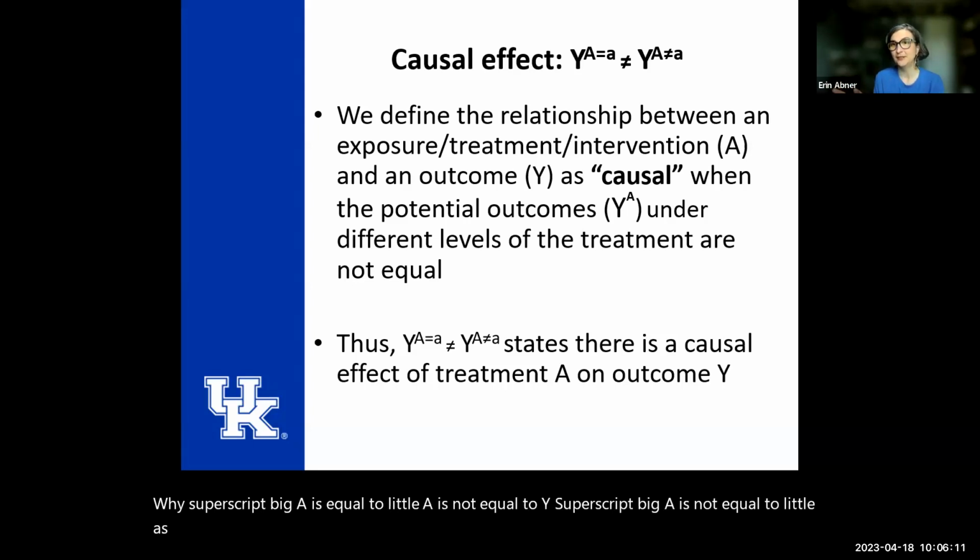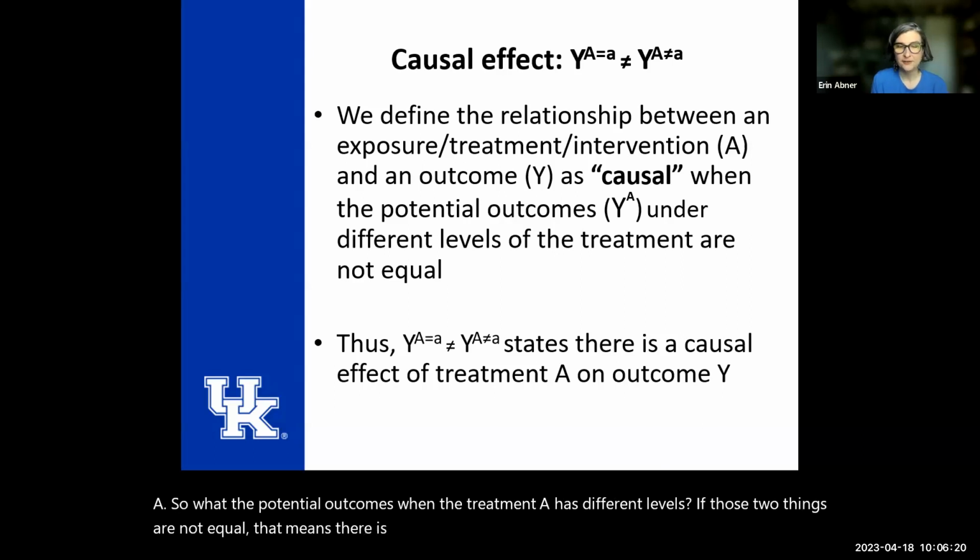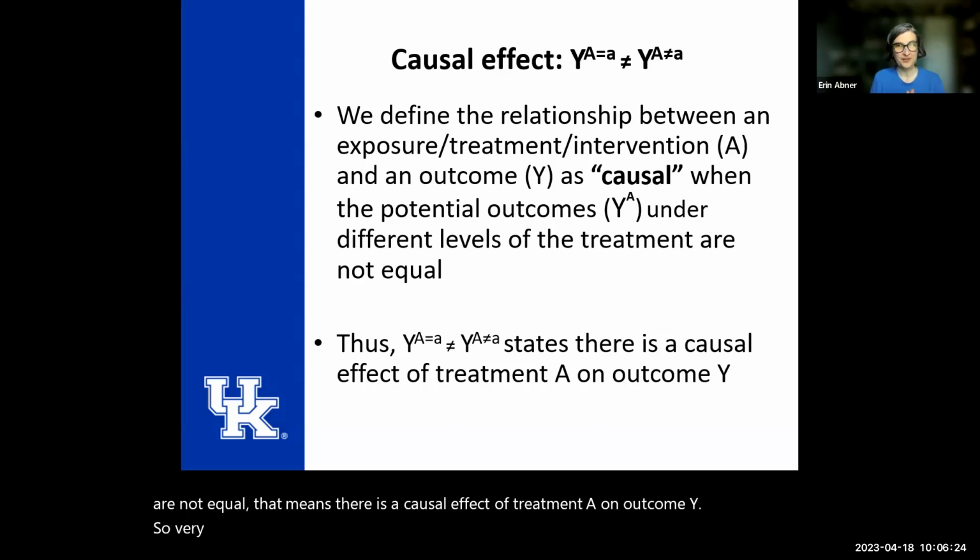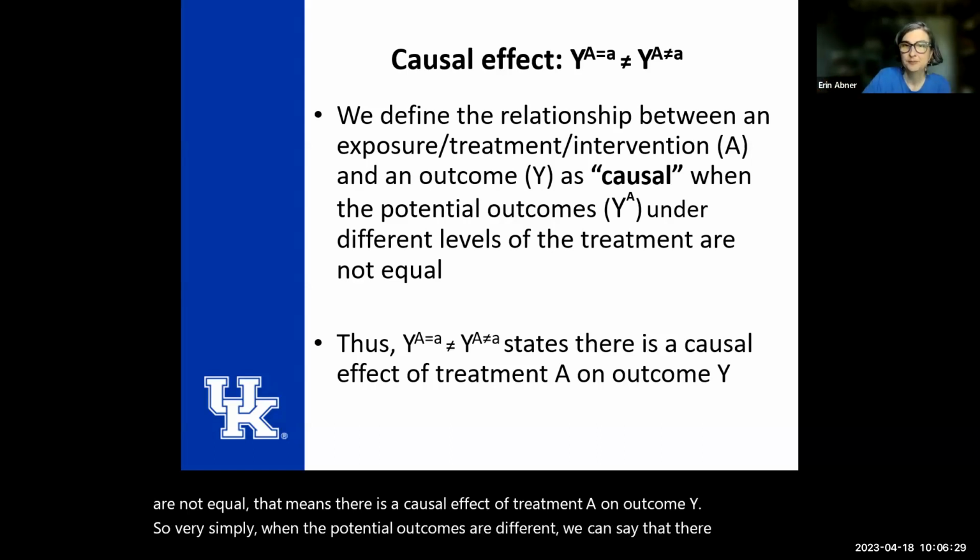So with the potential outcomes, when the treatment A has different levels, if those two things are not equal, that means there is a causal effect of treatment A on outcome Y. So very simply, when the potential outcomes are different, we can say that there's a causal effect.